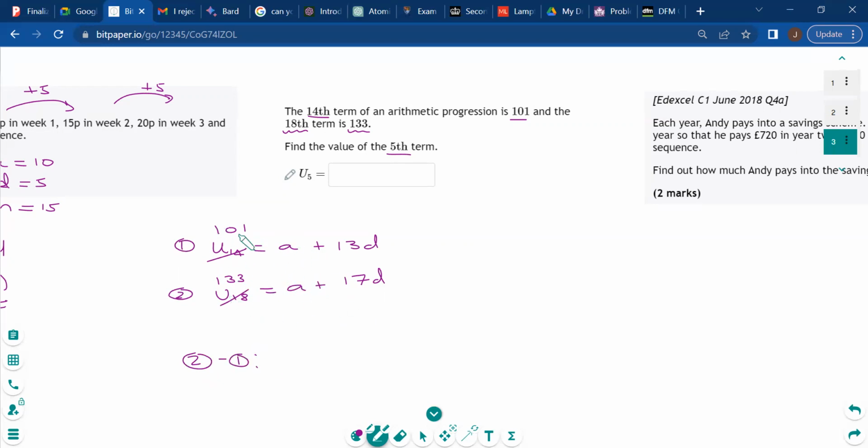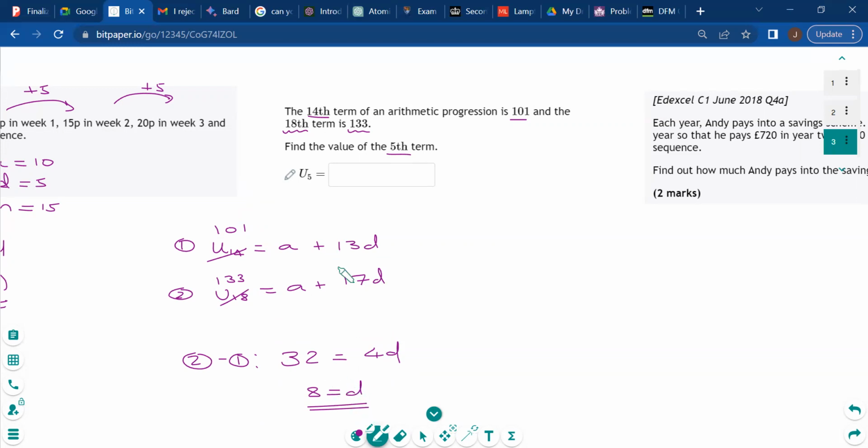You'd get 133 minus 101, so that's the same as 33 minus 1, so that's the same as 32. And you would get 17d take away 13d, which is 4d. So 32 divided by 4 is 8. In other words, 8 is the difference. You also then could use the difference again, because it's always the same.